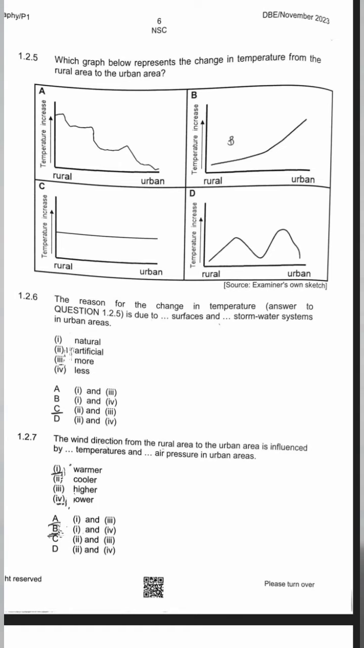Let's look at other options though. C, C is constant. So this basically means that the rural areas and the urban areas have the same temperature, which is incorrect. And then D, as you can see, D is quite complex. It shows that there's an increase, then a decrease, then an increase, then a decrease. So we don't see that, we only see an increase. So our answer has to be B. So it is B. 1.2.5 is B.